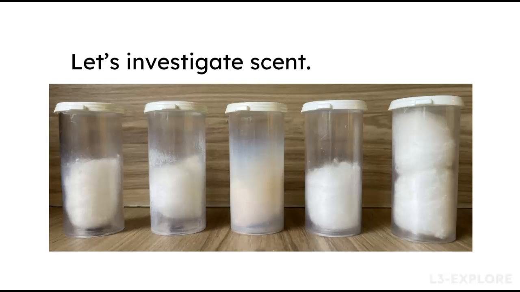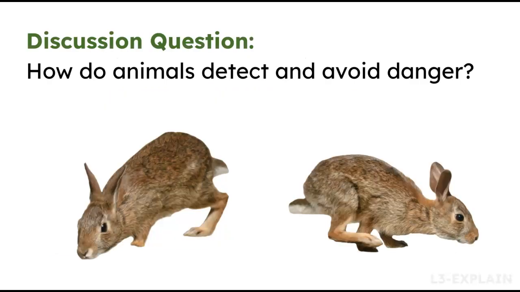For the Explore portion, you'll lead students in the smell investigation. You'll place the scent vials from the MySci kit around the room and have students find each one and try to figure out what the smell might be. For the Explain portion, you'll bring the class together and lead a discussion about students' observations from the investigation. You'll use the provided questions to guide your discussions around the question, how do animals detect and avoid danger?